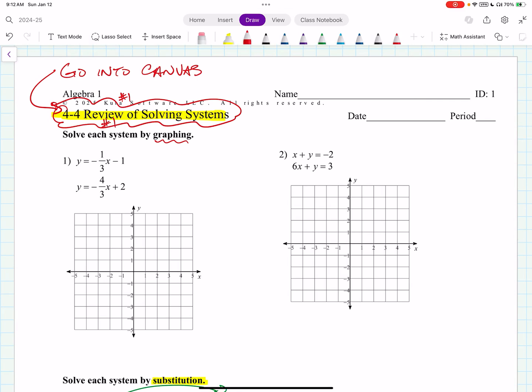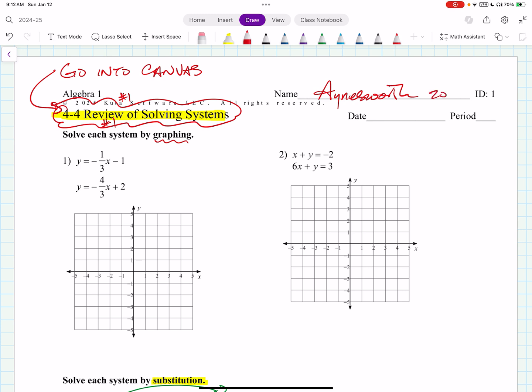Mr. Ainsworth here at Great Oak High School, and we're going to get into a review of solving systems, a review of all three methods: graphing, substitution, and elimination method here. So grab your review here in Canvas, and let's get started.